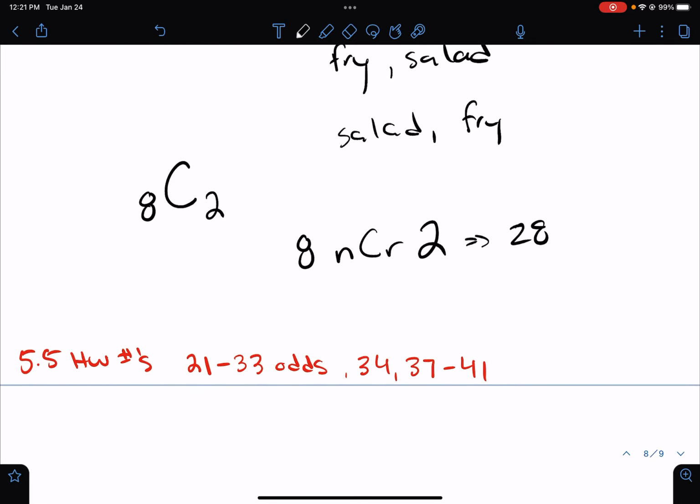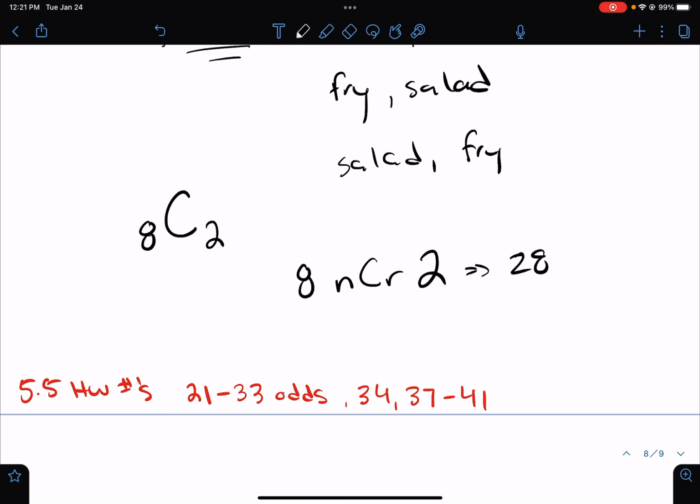Okay, homework. That's it, guys. That's the entire section, 5.5. You've just got to know the difference between does the order matter and does the order not. Again, the homework usually will tell you, but sometimes you've got to use common sense or some of your own strategy to decide if you think the order matters or not. So 5.5, last couple of problems, 21 through 33, only do the odd numbers, don't do all of them. And then do 34 and 37 through 41, I want you to do all of those, not just the odd problems.